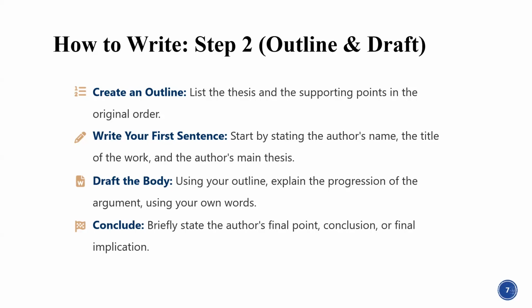So write down your first sentence: start by stating the author's name, the title of the work and the author's main thesis. It is possible that sometimes you might not find the author's name. In that case you can say the author or the speaker, and describe things that way: the author feels this way, the author discusses it this way. You can do these things in the first line of your precis.